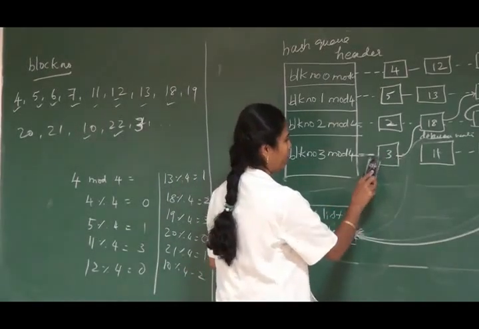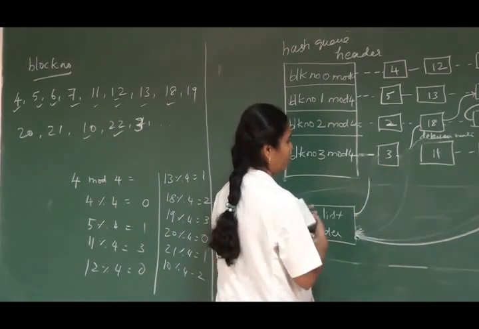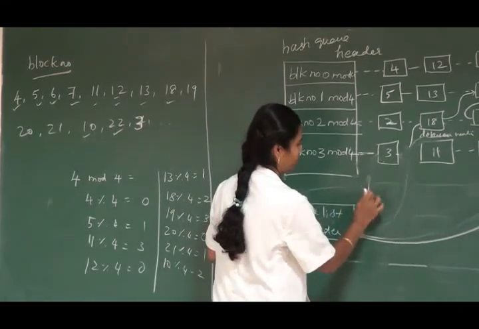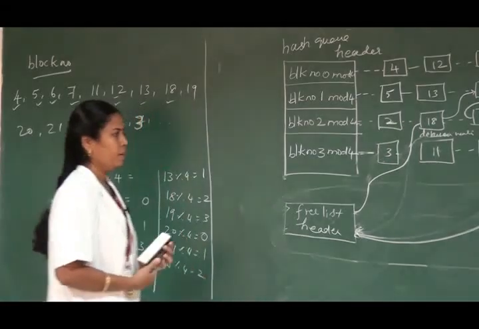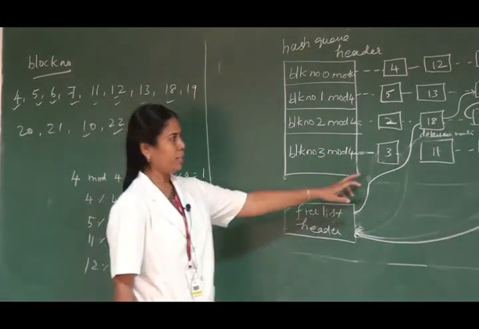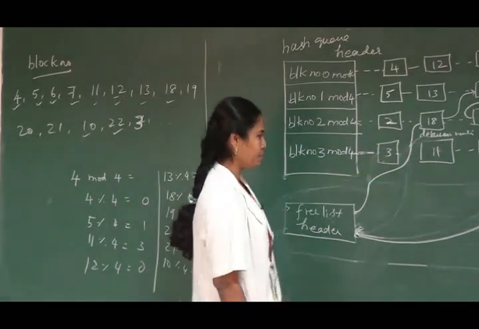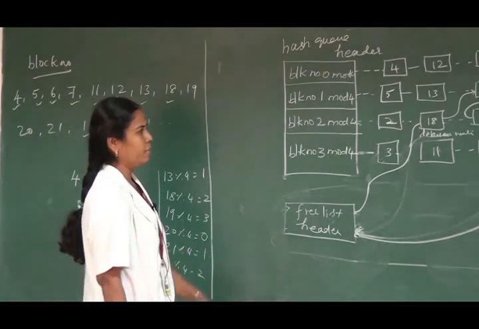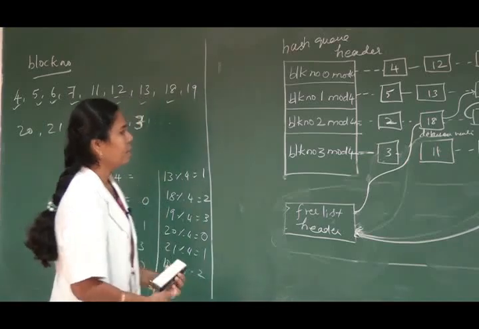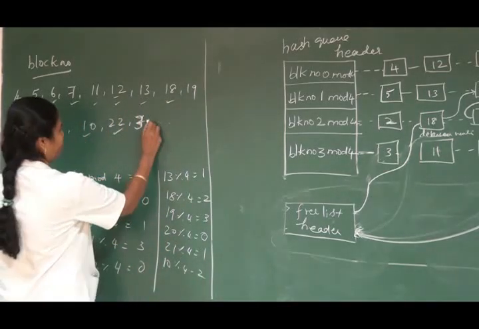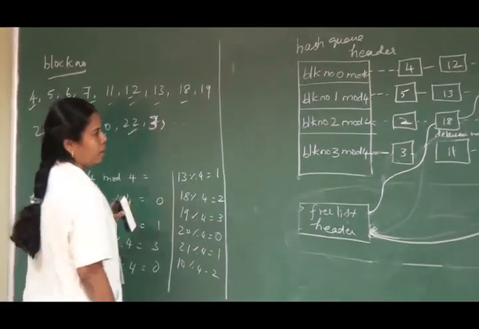So the pointers to the 3 are removed. 3 is the first node. Then the free list header is pointing to 18 here. Now there are 3 buffers available, 18, 21 and 10. Next, the demand is for the block number 25.